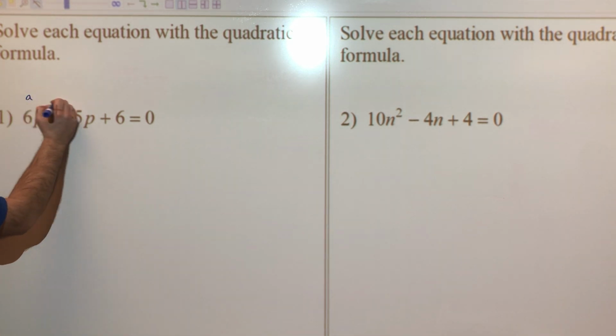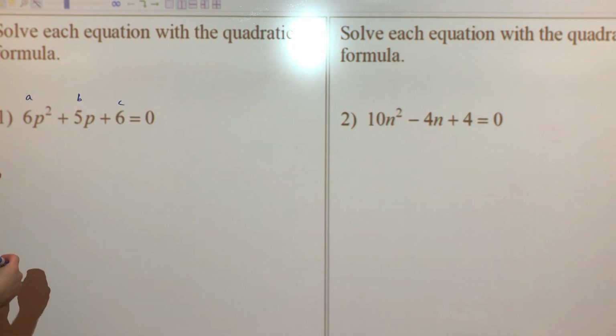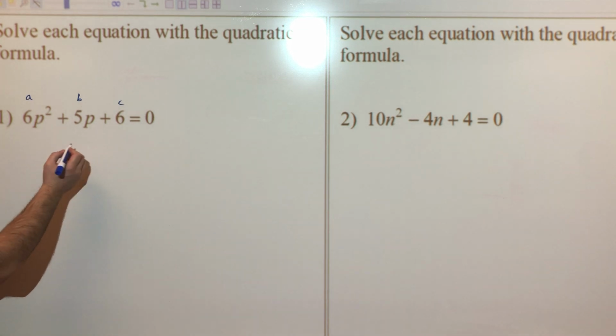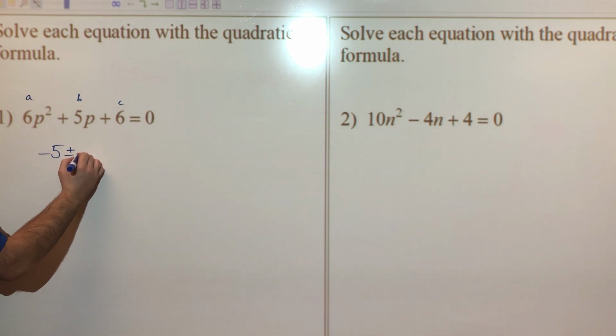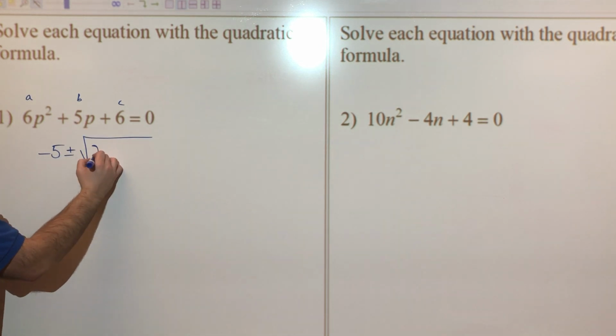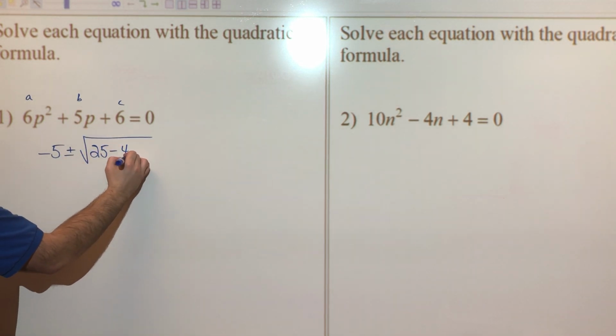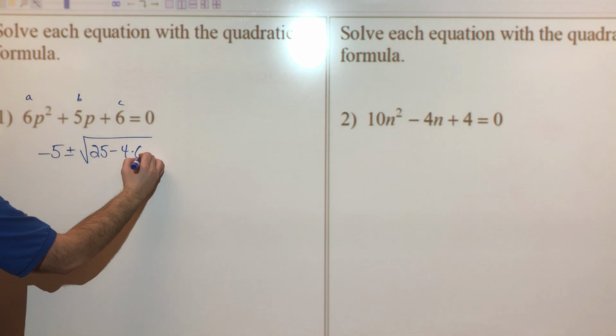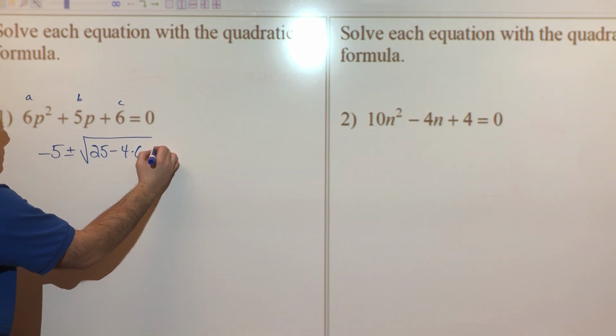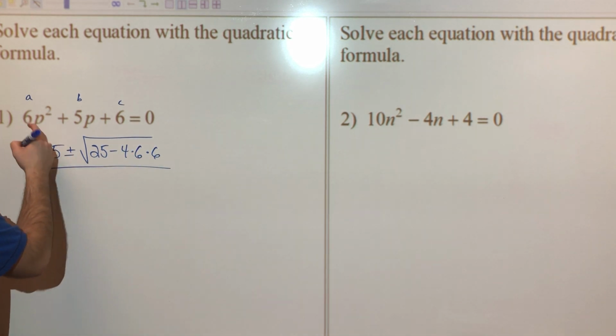So let's remember the quadratic formula with our a, b, and c, and let's go ahead and try and solve a couple as best as we can. Negative b, so negative b is negative 5, plus or minus the square root of b squared, which is 25, minus 4, times a, which is 6, times c, which is 6, all over 2 times a, which is 12.